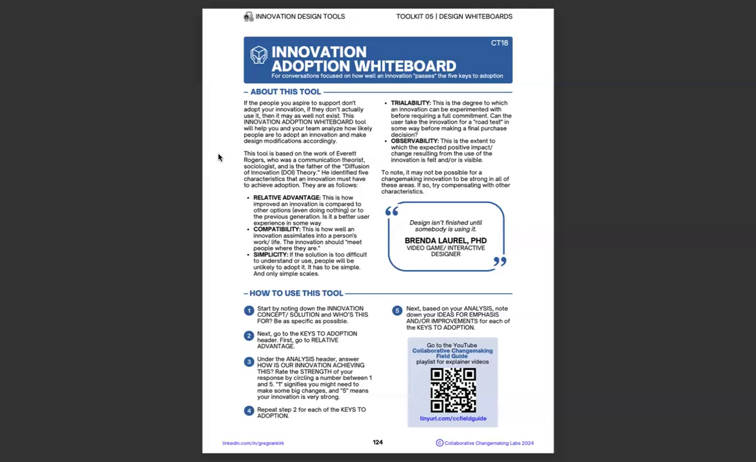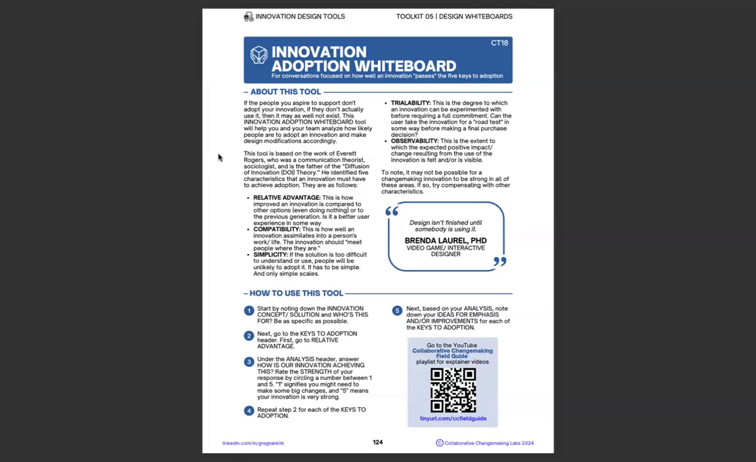Incredibly helpful. He identified 5 characteristics that an innovation must have to achieve adoption. They are as follows: relative advantage. This is how improved an innovation, a solution, is compared to other options, even doing nothing, or to the previous generation. Is it a better user experience in some way? It doesn't have to be 1,000% better. There is a relative advantage. It is relatively better.